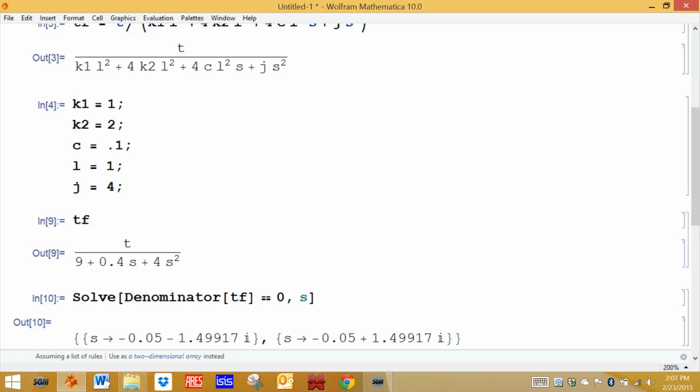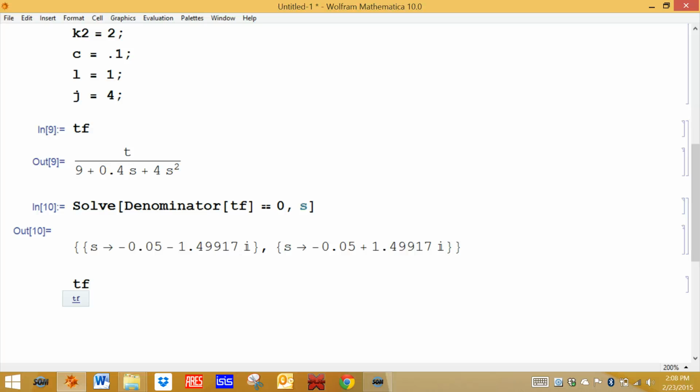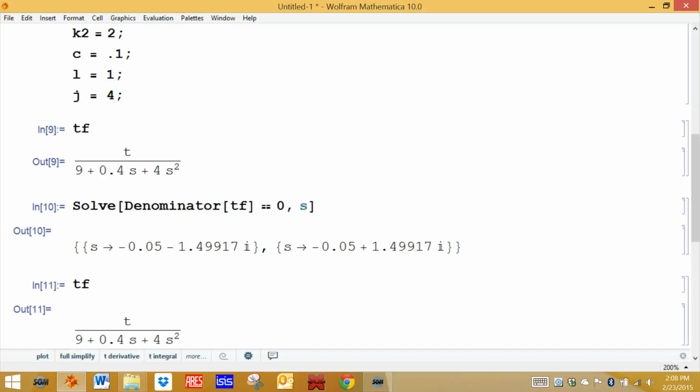Let's go in and find the steady state response, the steady state angle, when the torque is equal to, let's say, a constant of 10. So step 1 is to solve for the output theta. I have that. That's what the TF is. All right, so I've got that. Let me just copy and paste it.